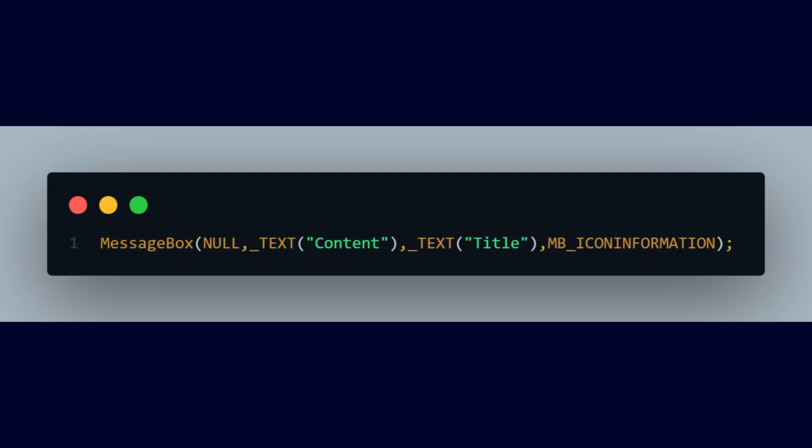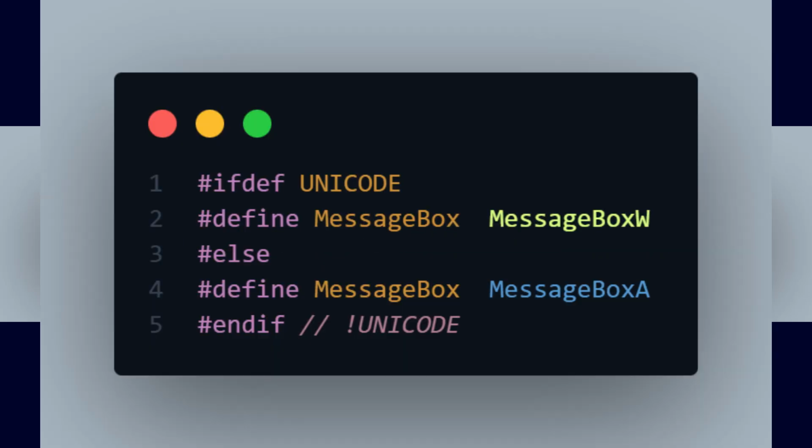And yes, if you are wondering, the MessageBox macro also expands to MessageBoxW, which is for wide strings, and MessageBoxA for ASCII strings, based on the PC's compatibility. If your project uses Unicode, then it compiles for wide strings, otherwise it compiles for ASCII strings. And that's basically what the _T function did.